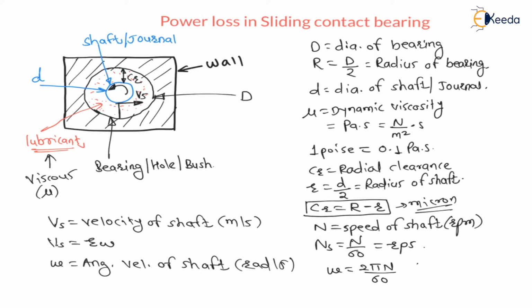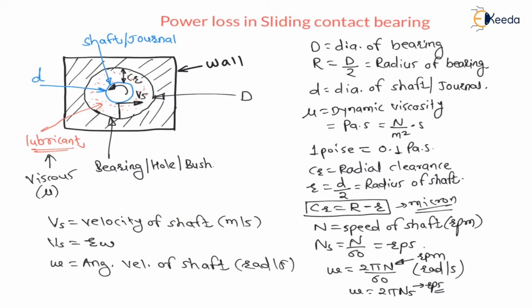Here omega will be in rad per second if n is used in rpm, revolution per minute, because we are dividing by 60. If not divided by 60, then omega becomes 2 pi ns, with omega in rad per second, and ns in rps, revolution per second, which is nothing but revolution per minute divided by 60. This is the angular velocity. This is how we can find the surface velocity of a shaft.